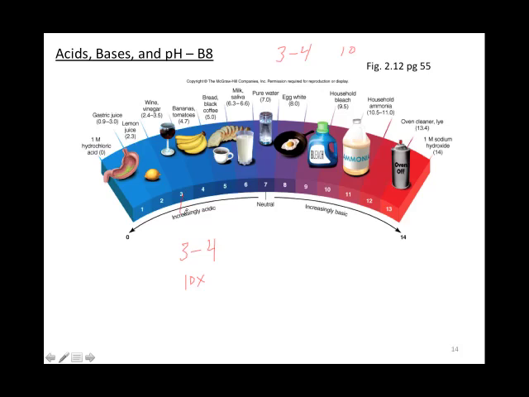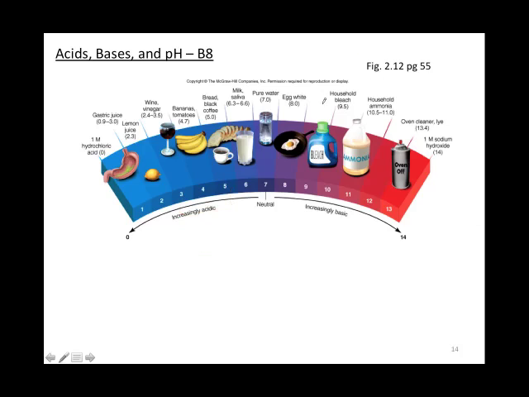Alright, what if we went from pH 3 to pH 5? How many times more acidic is pH 3 than pH 5? Well, 3 to 4 is 10. 4 to 5 is another 10. So a pH of 3 is 100 times more acidic than something that is a pH of 5. Or we could also say pH of 5 is 100 times less acidic than something that's a pH of 3.